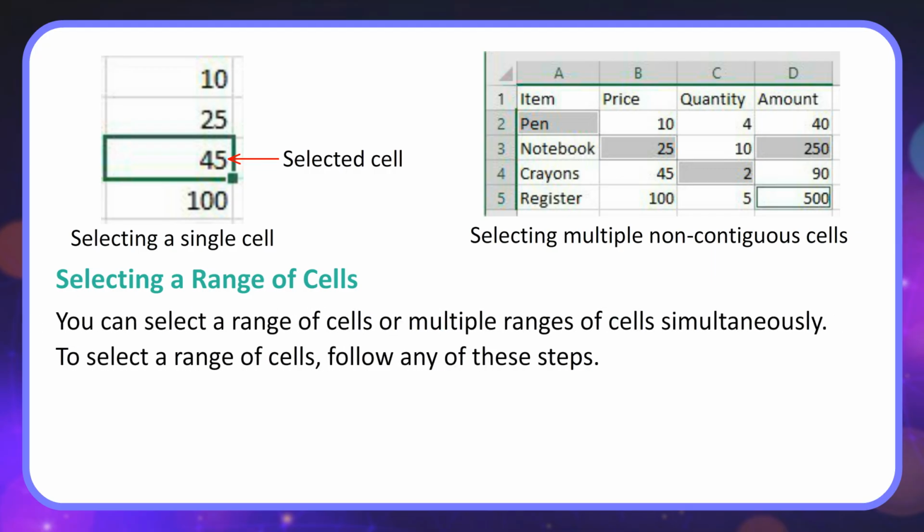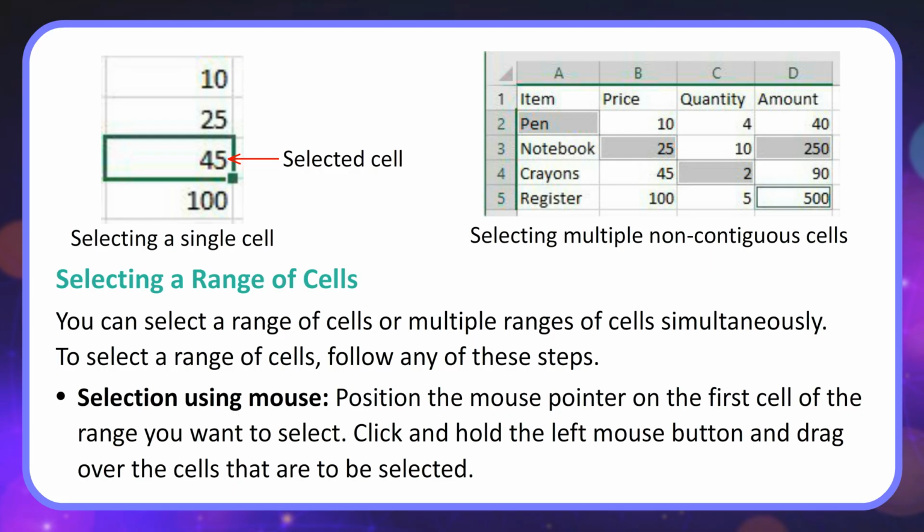Selecting a range of cells. You can select a range of cells or multiple ranges of cells simultaneously. To select a range of cells, follow any of these steps. Selection using mouse. Position the mouse pointer on the first cell of the range you want to select. Click and hold the left mouse button and drag over the cells that are to be selected.